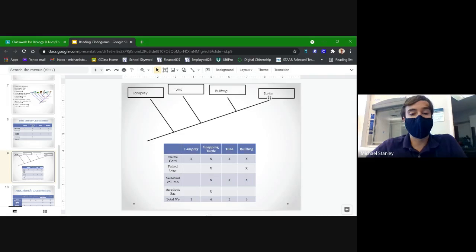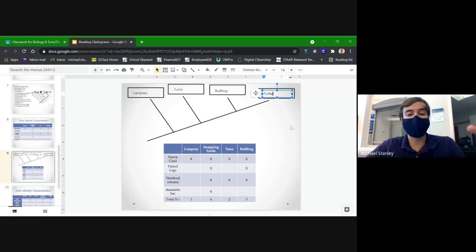So this is our cladogram. Our lamprey over here only has the nerve cord. Our tuna right here has the nerve cord and the vertebrae. Our bullfrog has the nerve cord, the vertebrae, and paired legs. And then finally, the turtle has all four of those traits. He has the largest number of different traits.